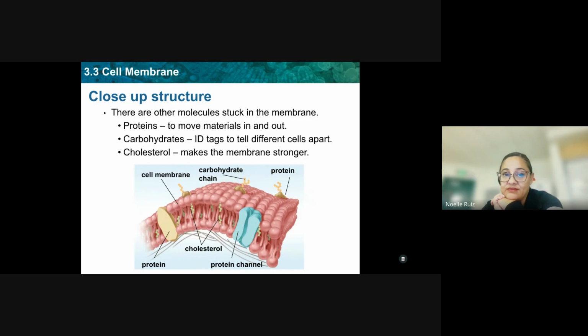Carbohydrates. These are ID tags to tell different cells apart. Your body knows where your cells are supposed to be. Your brain cells have a different ID tag than your heart cells or than your stomach cells. And when your cells start to migrate to other places, that's a problem. That's when your body sends you signals and says, hey, this isn't supposed to be here. Get it out of here.